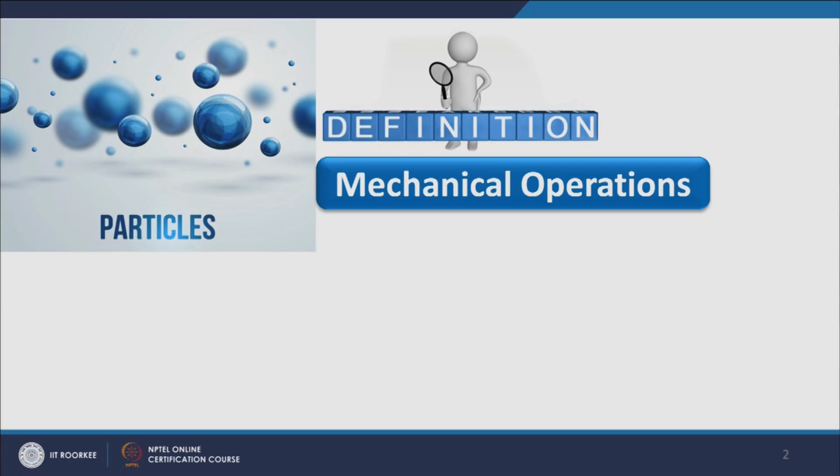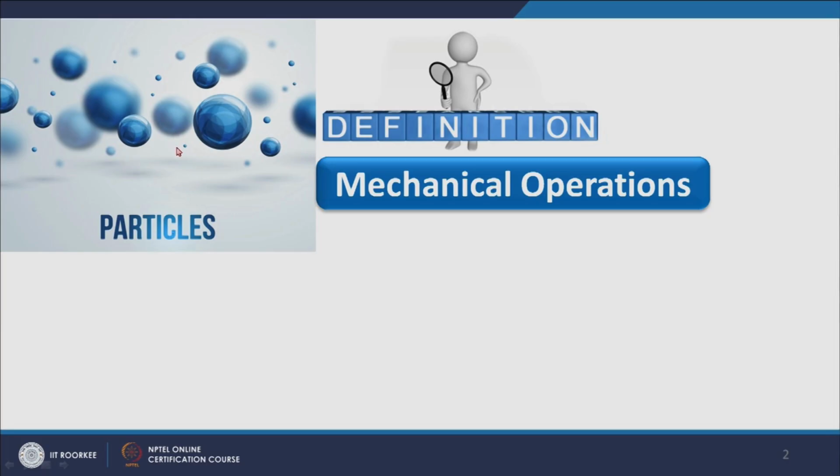So let us start the course with the definition of mechanical operation. What is mechanical operation? This figure speaks completely about mechanical operation. Now what does this figure show? It shows the particles of different sizes. Therefore, the mechanical operation is basically dealing with the particles. That is all about mechanical operation.